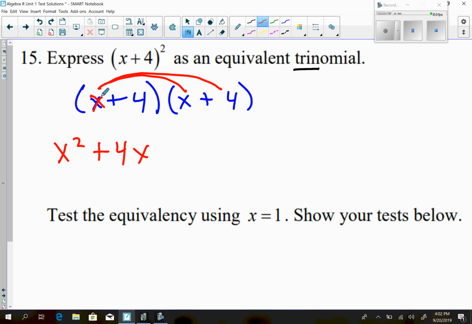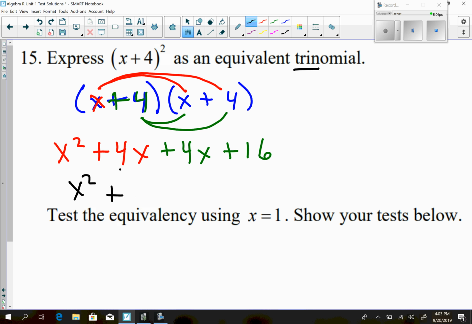So the red x is done because I multiplied that red x to each of these. Positive 4 times x is positive 4x. Positive 4 times positive 4 is positive 16. So I'm done with the green 4 because I multiplied the green 4 to each of these. 4x plus 4x is 8x. So the answer is x squared plus 8x plus 16. This is a trinomial because it has 3 terms.